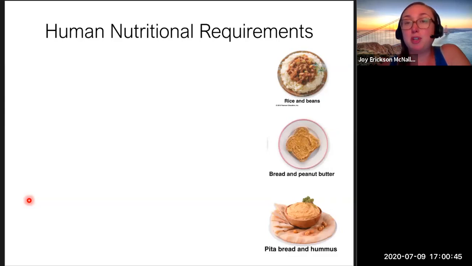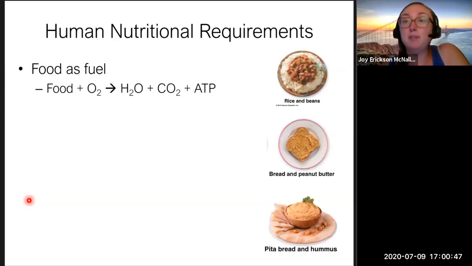So proper nutrition provides fuel for cellular work, right? We know that food plus the oxygen that we breathe can be broken down into water, the CO2 that we exhale, and ATP. So ATP fuels many cellular processes. It helps you to move your finger, it helps your heart to beat, it helps to move things in and out of your cells, right? It does pretty much everything. And without ATP, you quite literally would die.